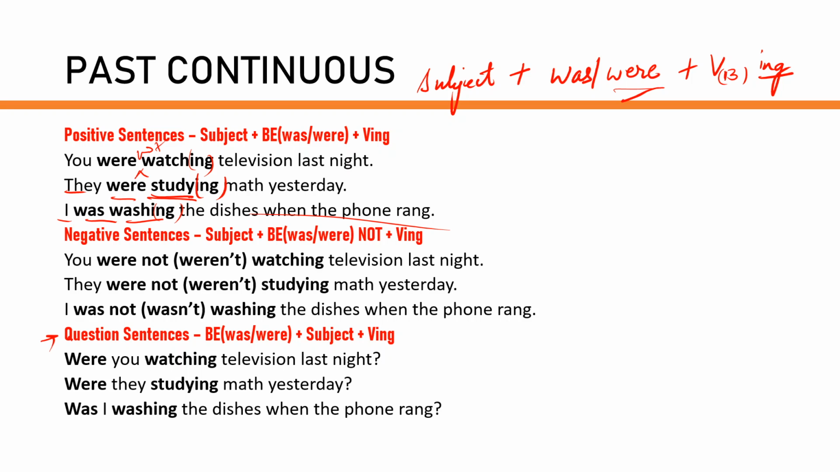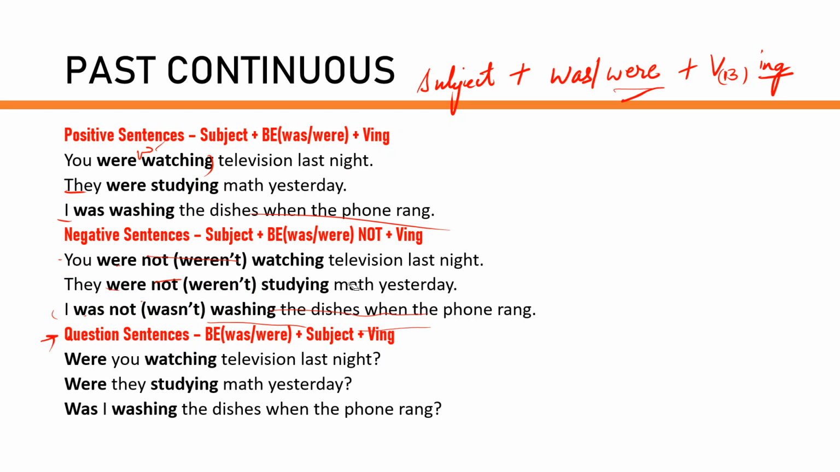Now, if you have to make questions, what will you do? Take the helping verb and bring it to the beginning. Were you not, or were you, अगर अब not वाले नहीं बना रहे हैं तो not हटा देंगे. Were you watching television last night? Were they studying maths yesterday? Was I washing the dishes when the phone rang?